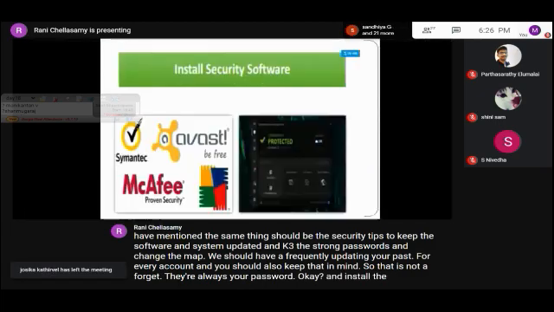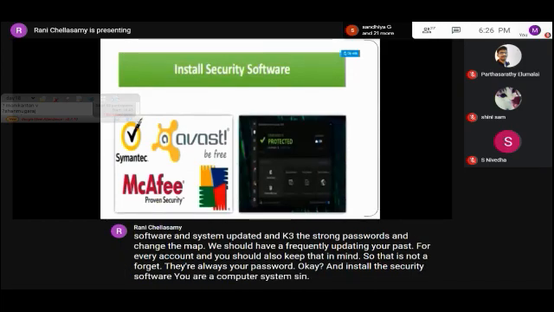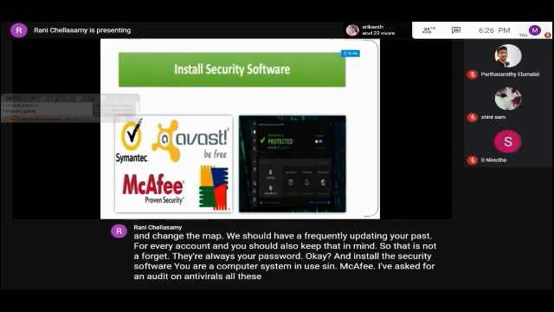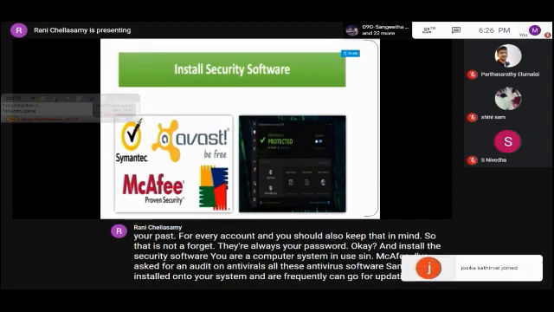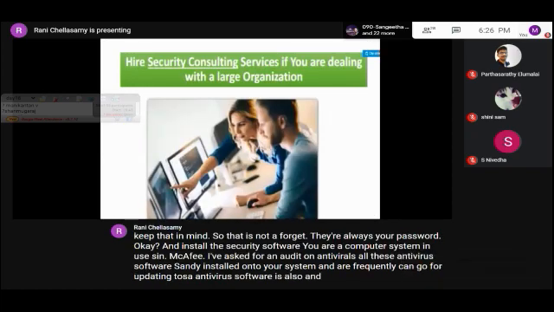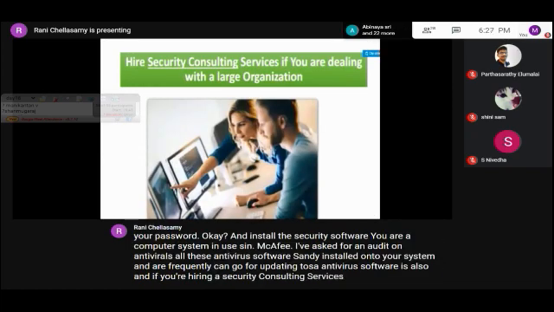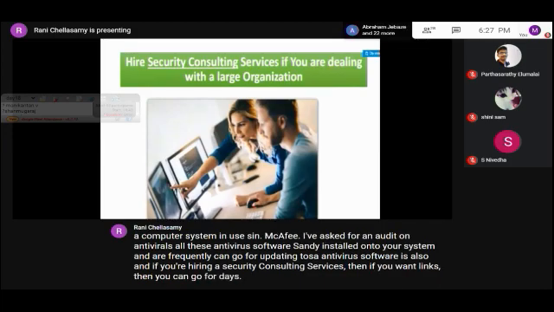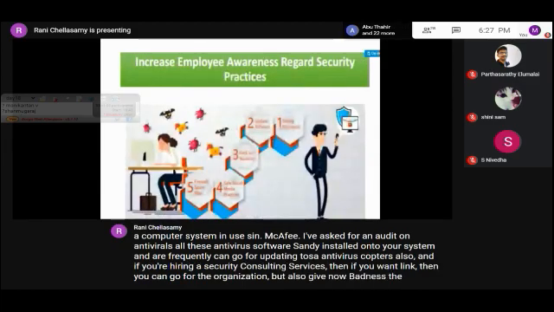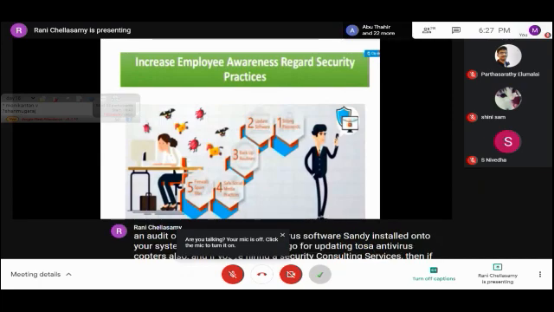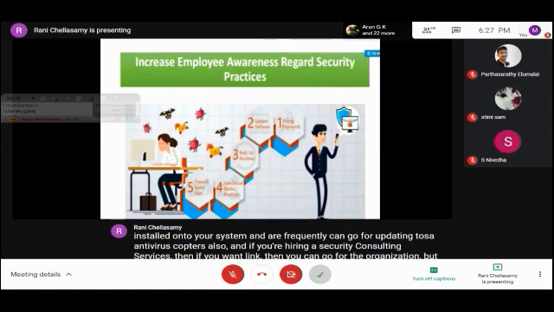Install security software in your computer system. You can use McAfee, Avast, or Norton antivirus. All these antivirus software can be installed onto your system, and you should frequently update them also. And if you are hiring security consulting services, you can go for dealing with large organizations. You can also give awareness training programs for the employees to get wide knowledge about cyber security.